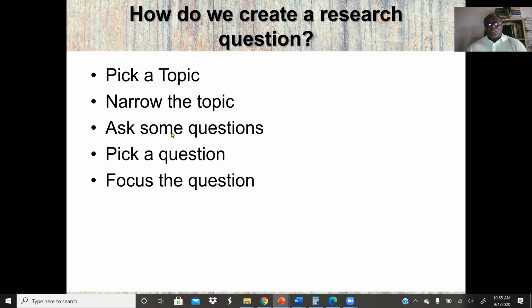Then I may ask a question pertaining to higher education in the US. For example, how effective is the higher education system in the US compared to other advanced countries such as maybe Canada? And then from there, we have to pick a question. So now my goal is to come up with a topic about higher education in the US compared to Canada. Now, what is the question I have here? So you pick a question, then we focus on that question.